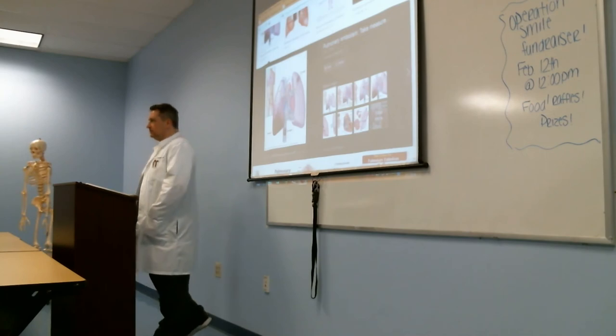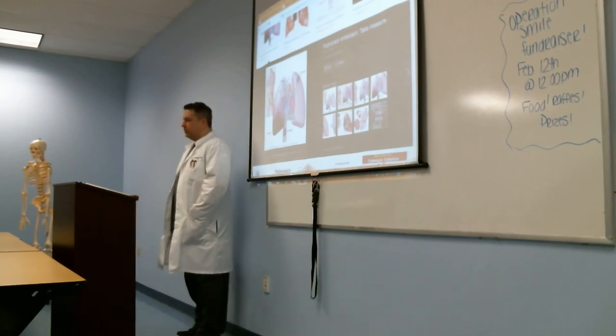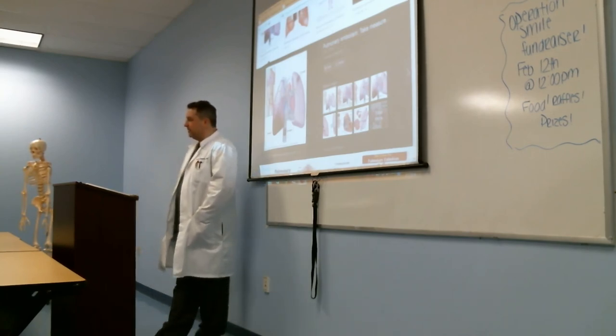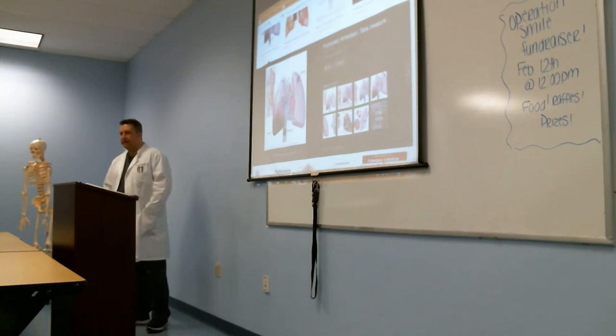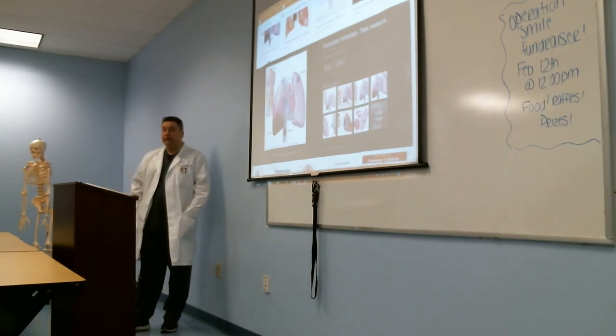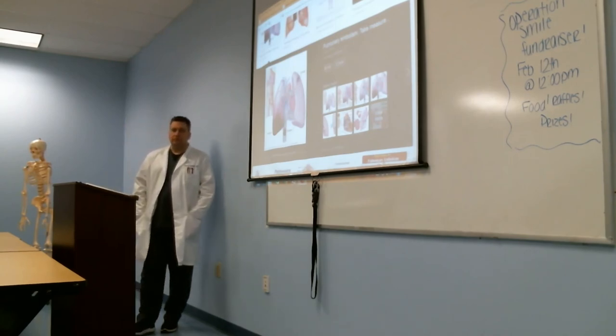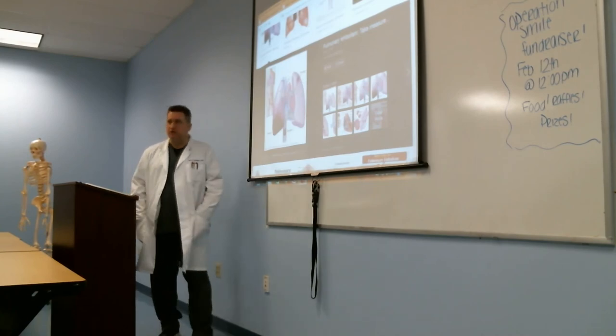Hypoxemia. Chances are most people in here at some point in your life have had hypoxemia, low levels of oxygen in arterial blood. If you have asthma, if you've had pneumonia, even chronic bronchitis or bronchitis, there was probably a time where you had lower levels of oxygen in the arterial blood.